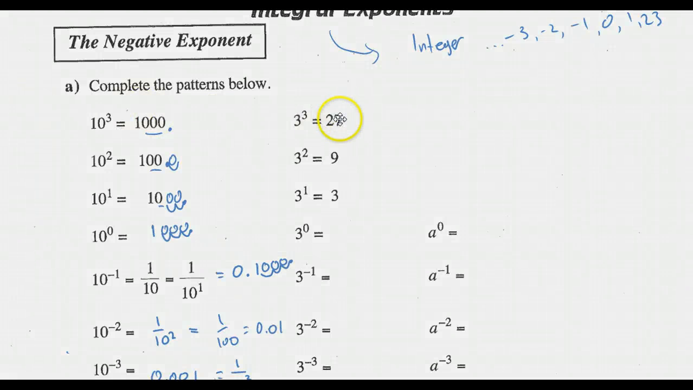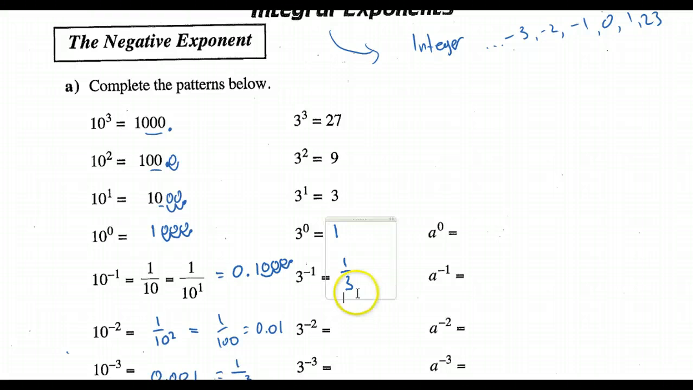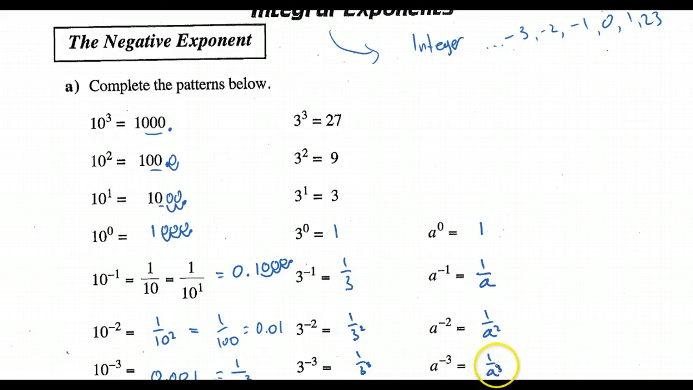So let's look at the same example, but for 3. 3 to the power of 3 is 27. 3 squared is 9. 3 to the 1 is 3. 3 to the 0 is 1. Anything to the 0 is 1, which would make 3 to the -1 equal to 1 over 3. 3 to the -2 would be 1 over 3 squared, and 3 to the -3 is 1 over 3 cubed. You can fill in the answers there. So that's the pattern when we have negative exponents. a to the 0 is 1, a to the -1 would be 1 over a, a to the -2 would be 1 over a squared, and 1 over a cubed for a to the -3.